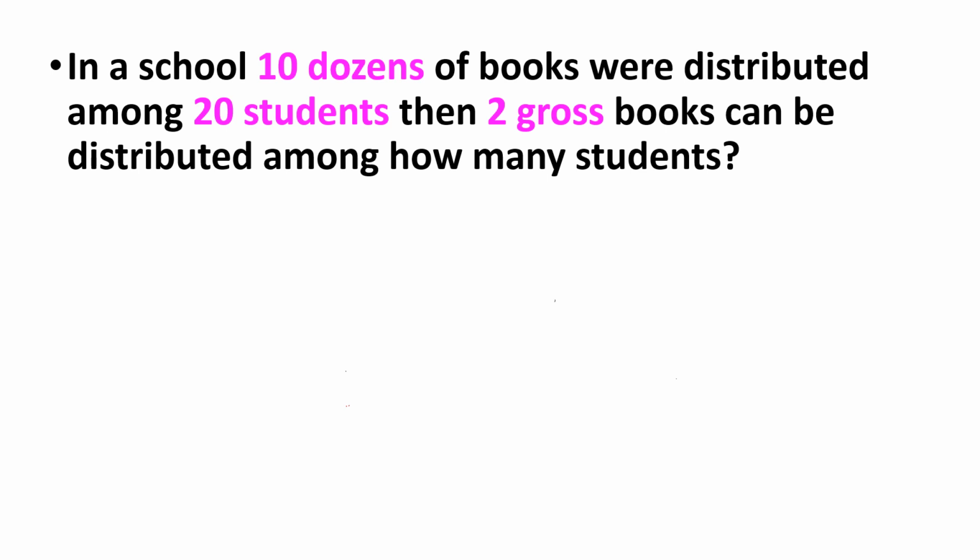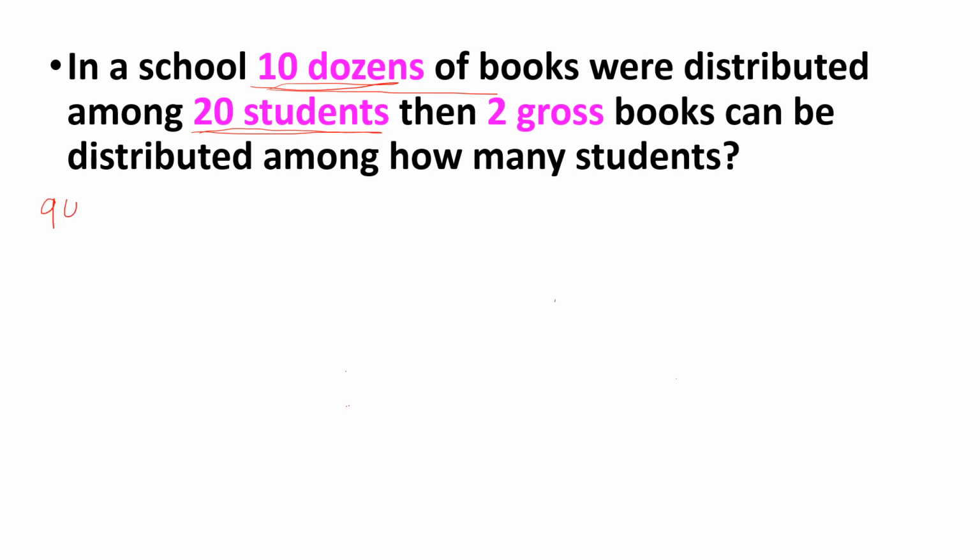First part is, there were 10 dozens of books, right? And those books were distributed among how many students? 20 students. So from this we can calculate the number of books each student got. Okay. So how many books did each student get? For that we must know the quantity of books and number of students.